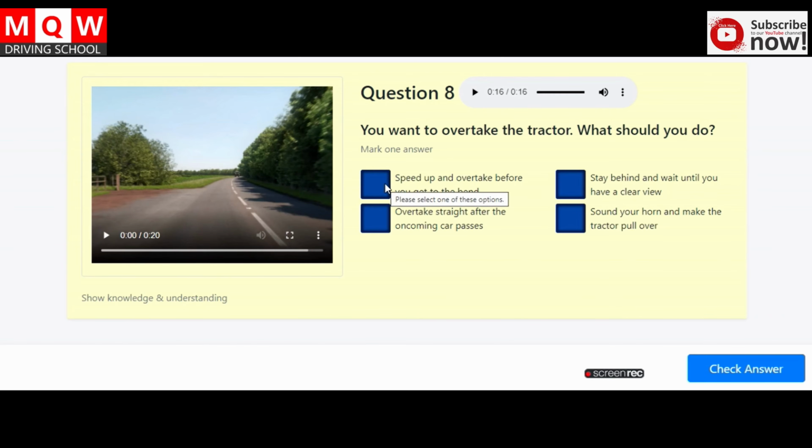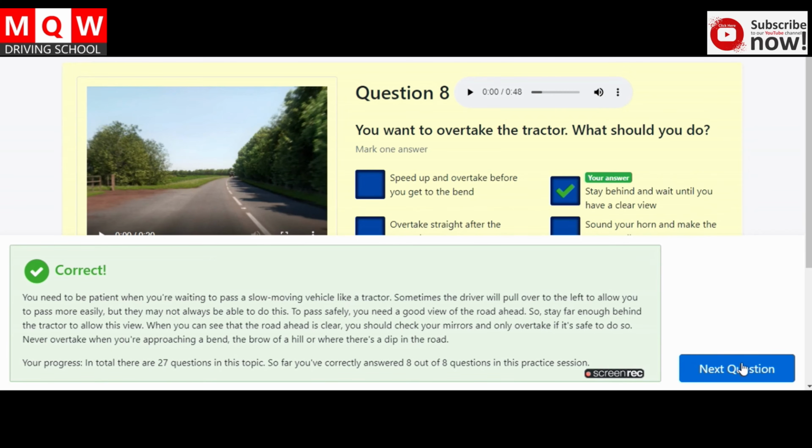Okay, we should not speed up, we should not sound the horn, so those are the wrong ones. Stay behind until the view is clear. That's the best answer. Okay, so that's the correct answer. Let's go to the next one.